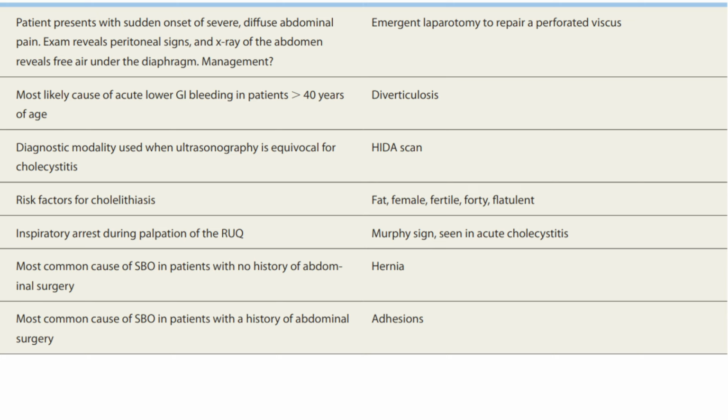The most common cause of small bowel obstruction in patients with no history of abdominal surgery is hernia. The most common cause of small bowel obstruction in patients with a history of abdominal surgery is adhesions.